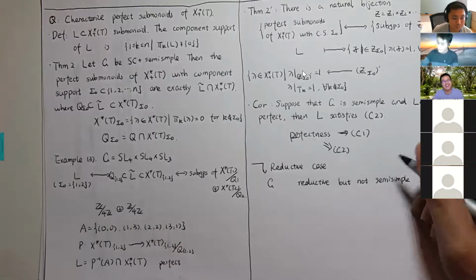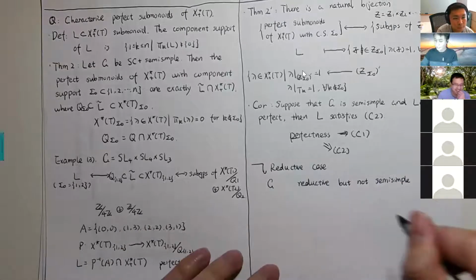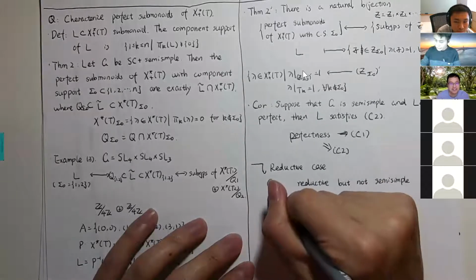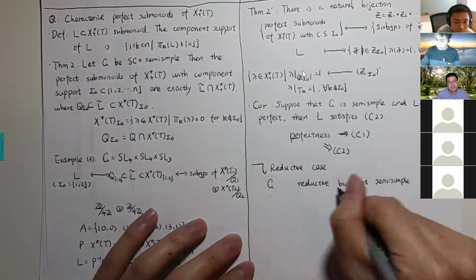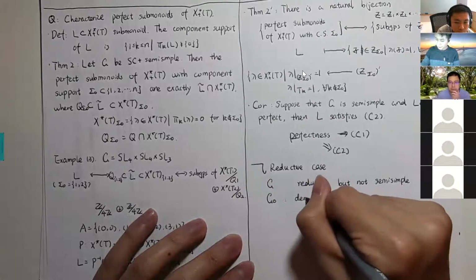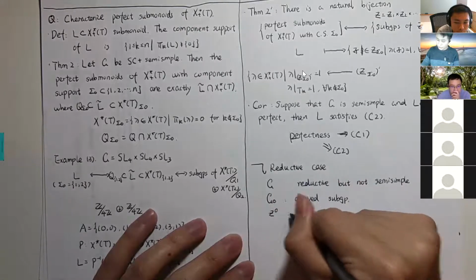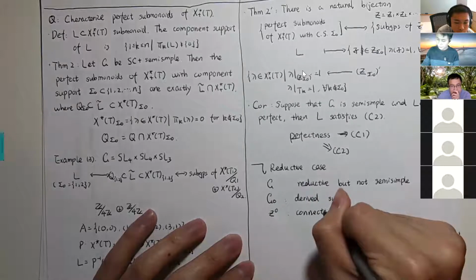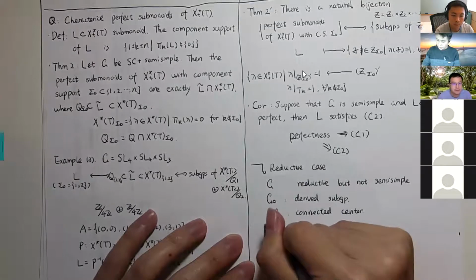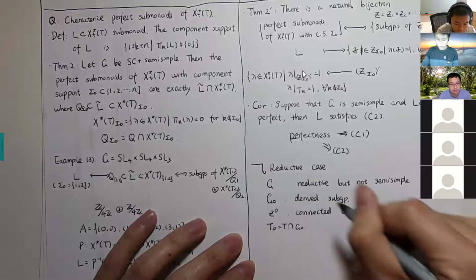Okay. Because I haven't moved forward to algebraic monoids, I will just briefly talk about this reductive case. So what we have is, let G be reductive but not semi-simple, and G0 be its derived subgroup, and D0 be its connected center, and T0 is the maximal torus of G0.